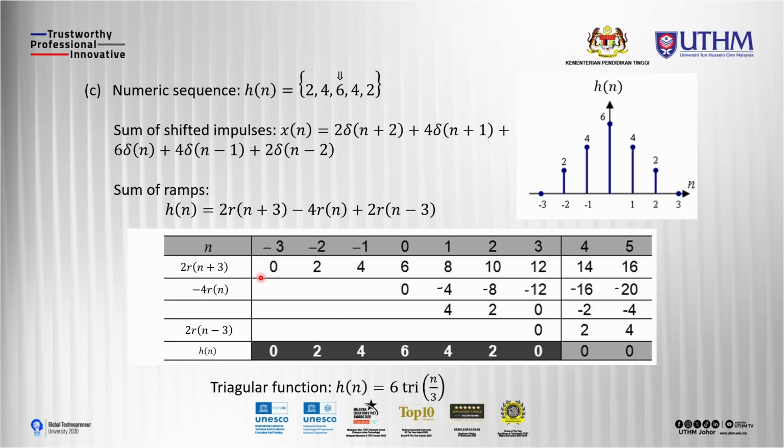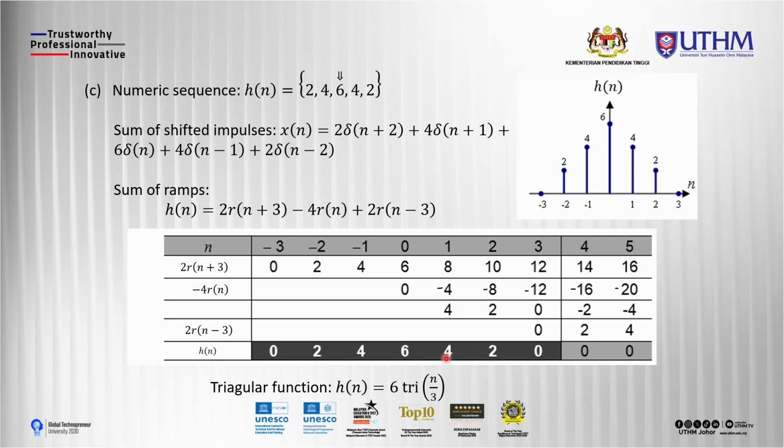The values that you have are 0, 2, 4, 6. From here you can estimate that this is a ramp function: 0, 2, 4, 6, 8, 10, 12, 14, 16. Every increment is 2, so you write 2 ramp, and the start location is n equal to -3, so you write n plus 3. This is the signal that you want: 0, 2, 4, 6.